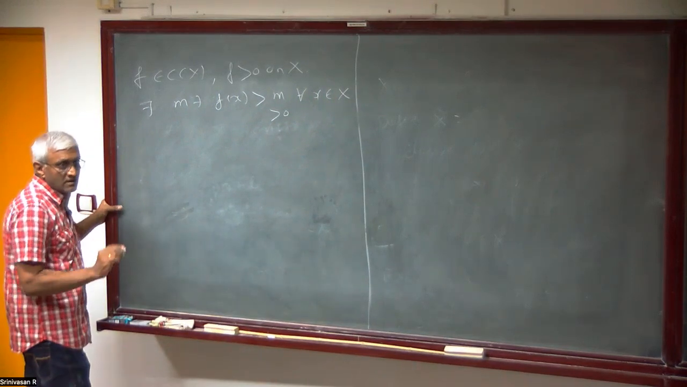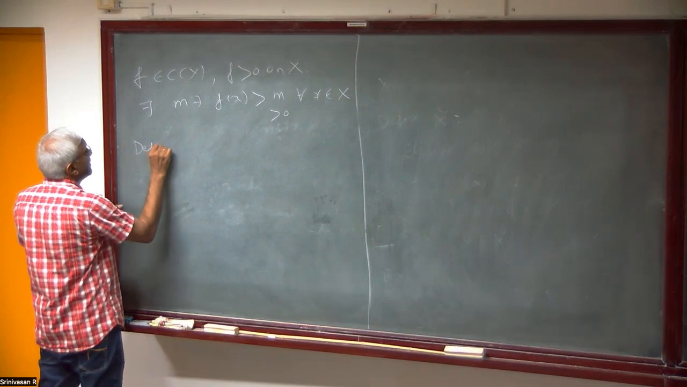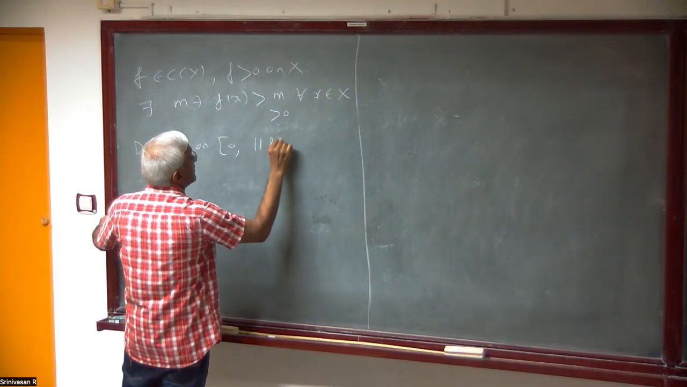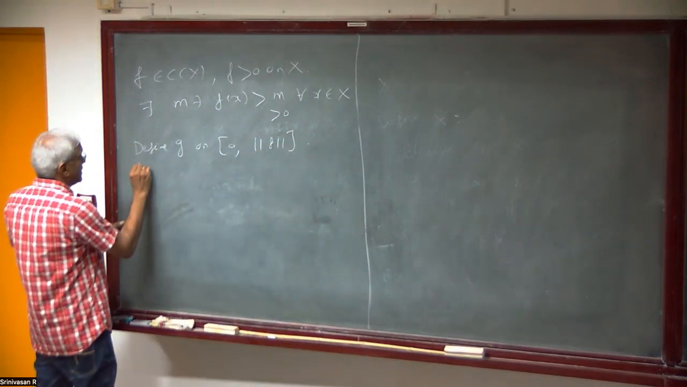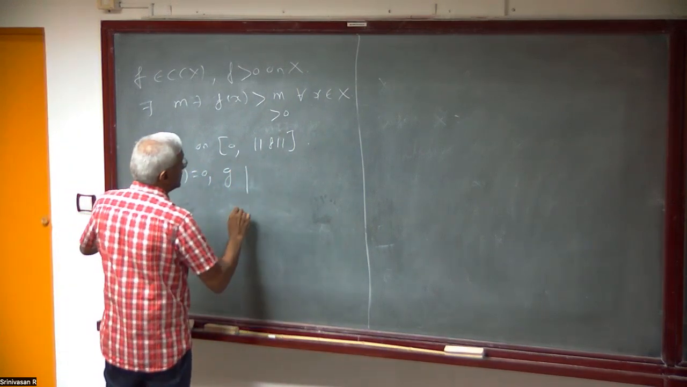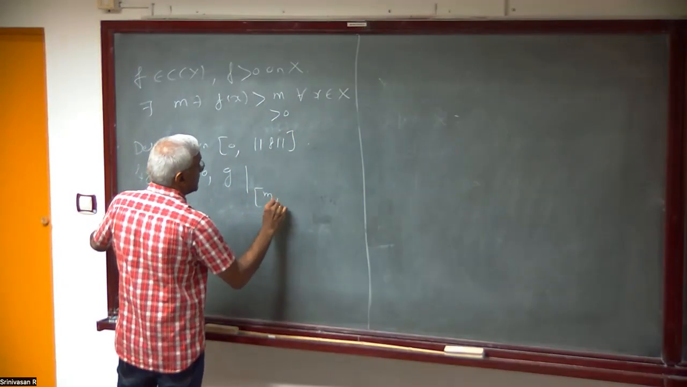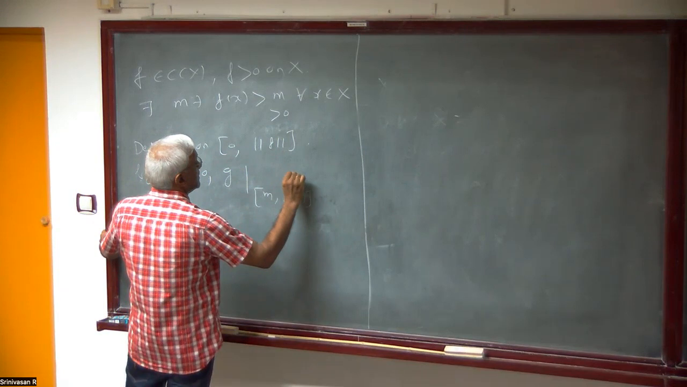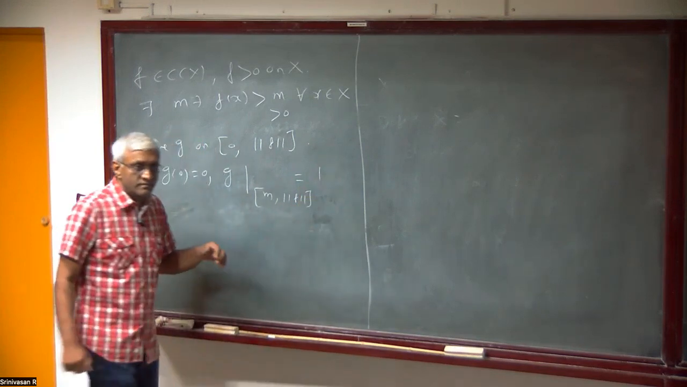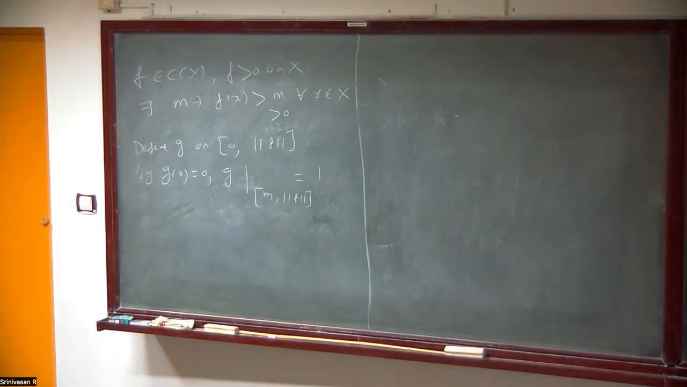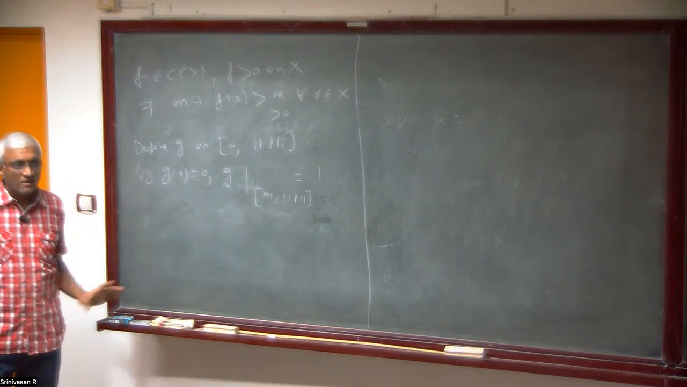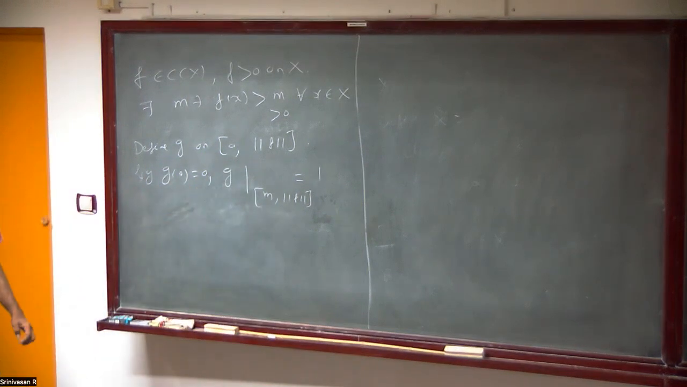Now you define g on the interval 0 to norm f by, you can just take the line g of 0 equal to 0, and g restricted to m to norm f infinity equal to 1, or any constant. You can take the line joining (0, 0) and (m, 1), and then extend it by constant up to norm f.